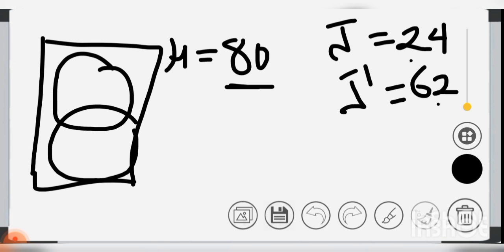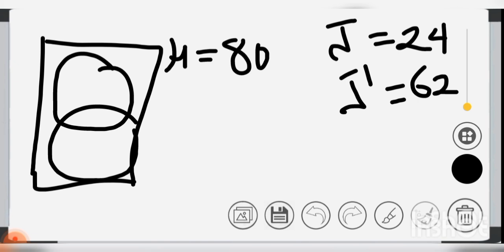24 plus 62. I think that is going to give us 86. That's what we are going to have. We're going to have 86. This shows this is even more than 80. You see, you have people that own both cars. So that is what we are looking for.